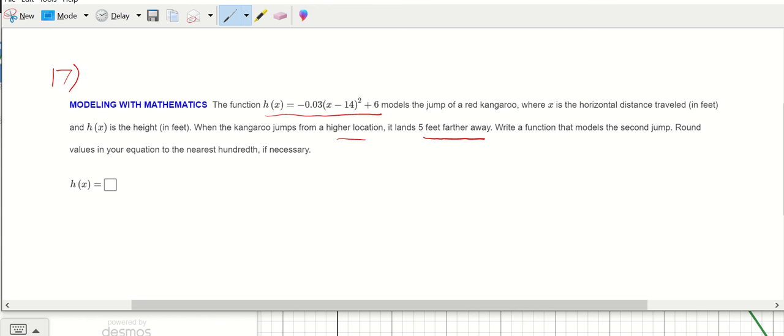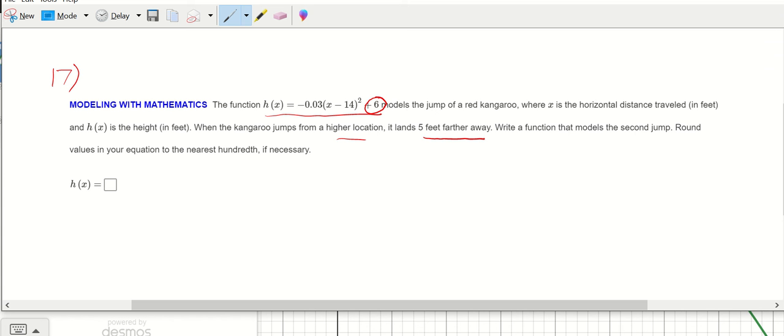So if we think about shifting this path up, we'd be changing this value here or adding something to the function to get a vertical translation, right? But the thing is, we don't know how much we have to shift it up yet. We just know that the landing point is going to be 5 feet farther away.